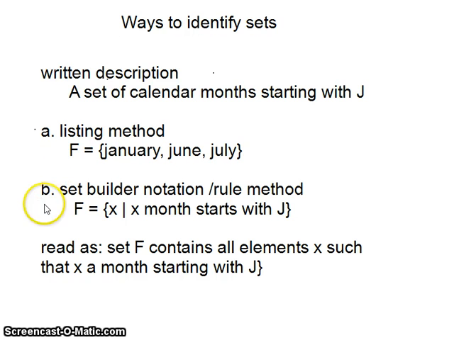And the second method is the set builder notation or the rule method. In set builder notation, we describe sets by stating its properties. So what is the property of that? Those are the months starting with J. So this is my set. So this is read as set F contains x such that x is a month that starts with J.